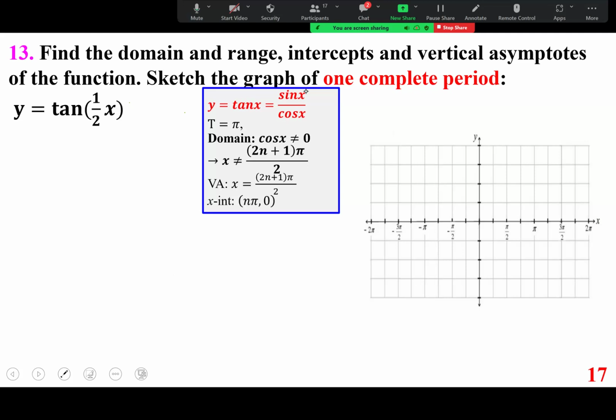We want to graph. We want to find the domain and range and intercepts and vertical asymptotes of the function. Sketch the graph of one complete cycle where the function is y equals tan of 1/2 x.